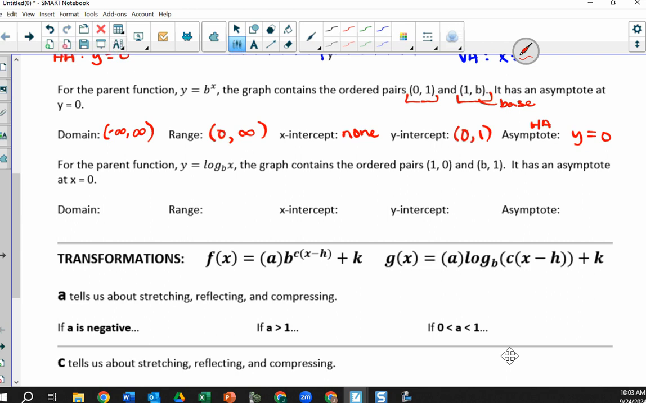Okay, so let's think about our log function. We should be able to fill in all this information without even looking at the graph again. We know the x and y have been switched. So what does that mean about the domain and range? Yeah, exactly. The range is now the negative infinity to infinity, and the domain is 0 to infinity.